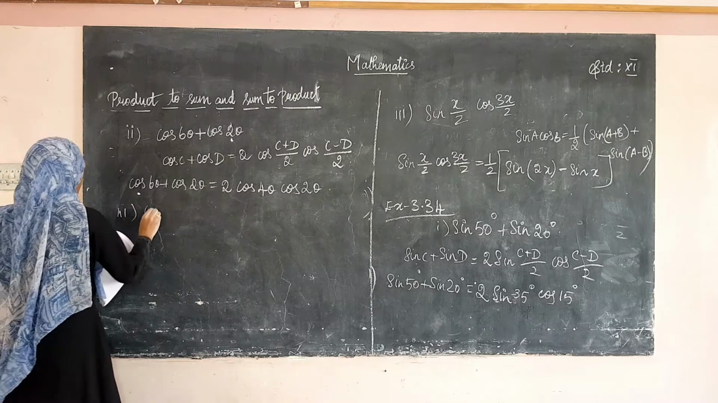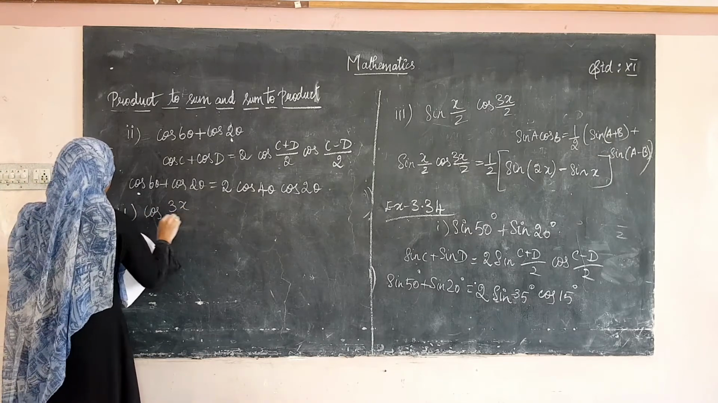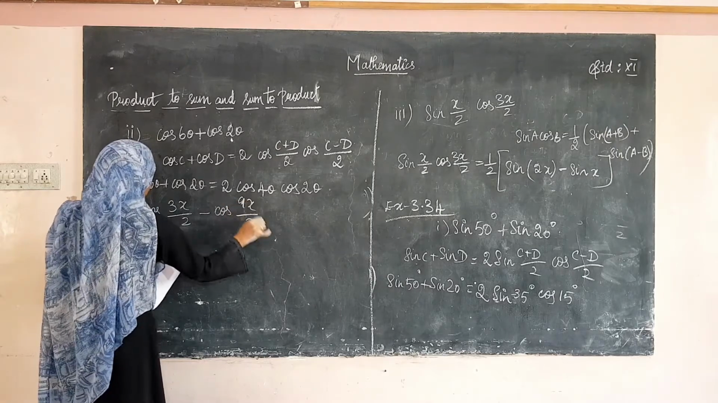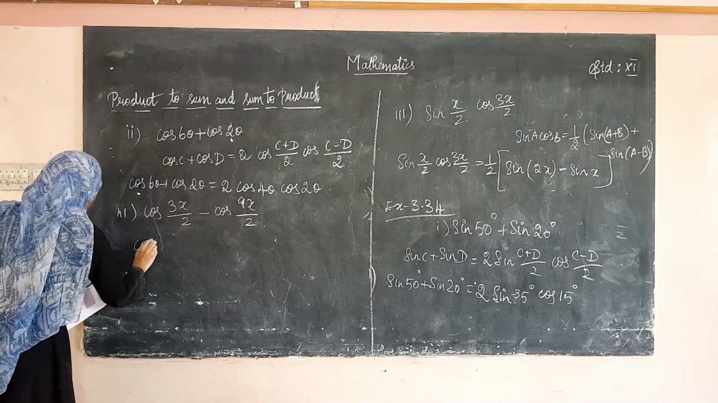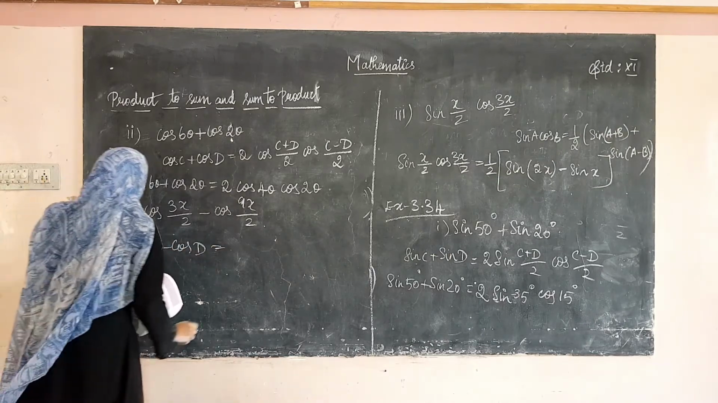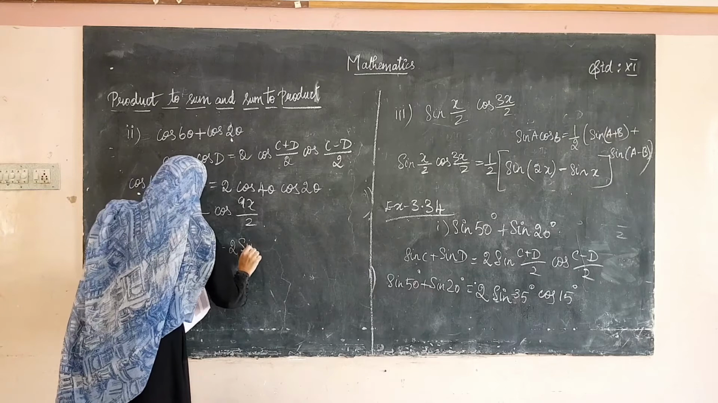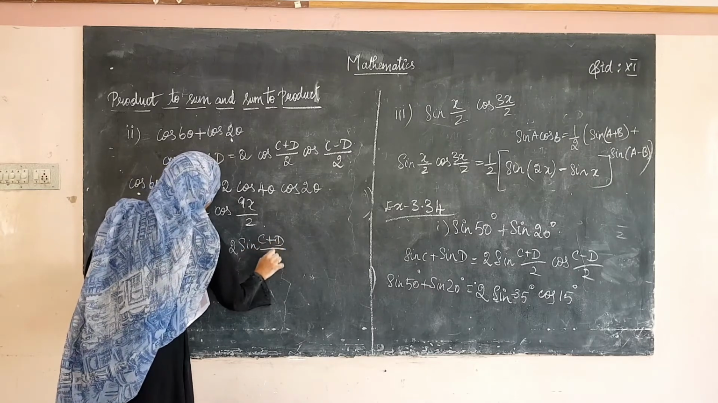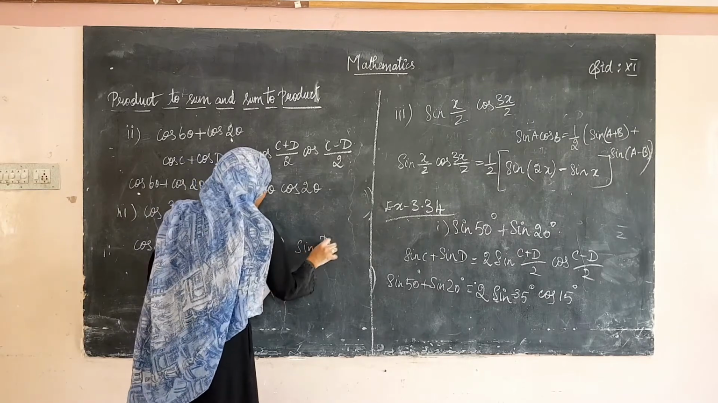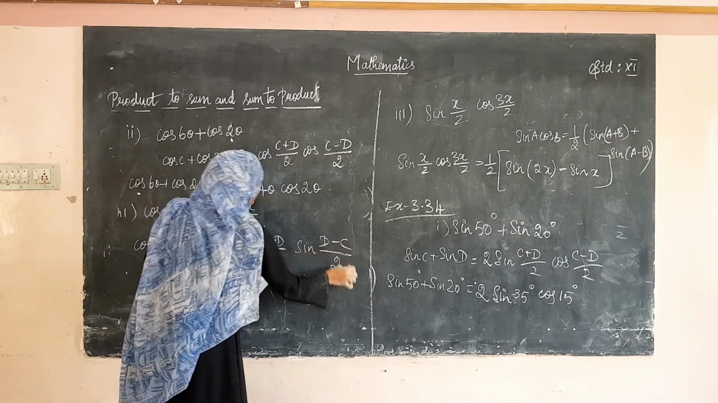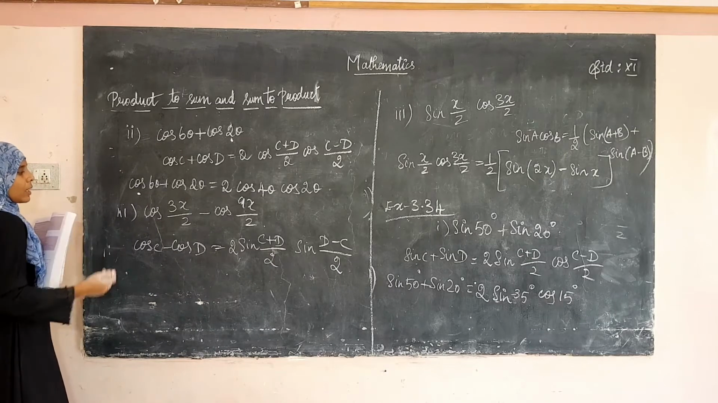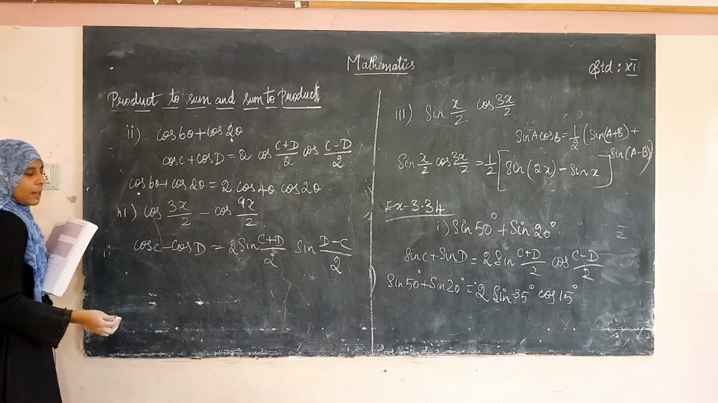See the third subdivision, it is cos 3x/2 minus cos 9x/2. Okay, this is in the format of cos C minus cos D, which is equal to, what's the formula here? 2 into sin((C+D)/2) and then sin((D−C)/2). That is the last formula, right? Here C is 3x/2, D is 9x/2.